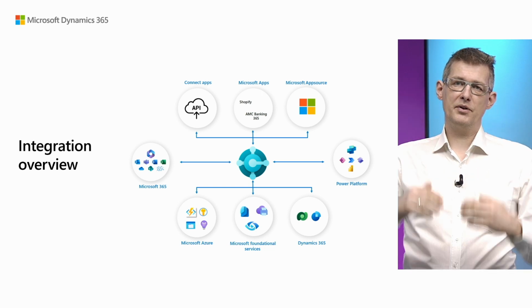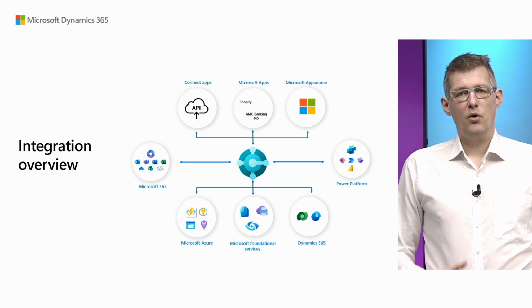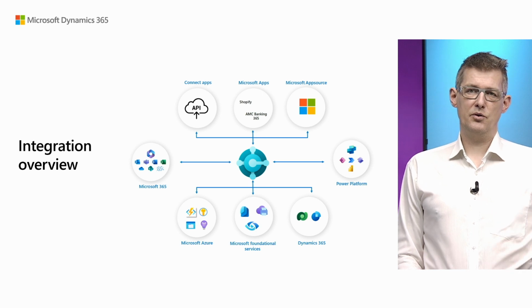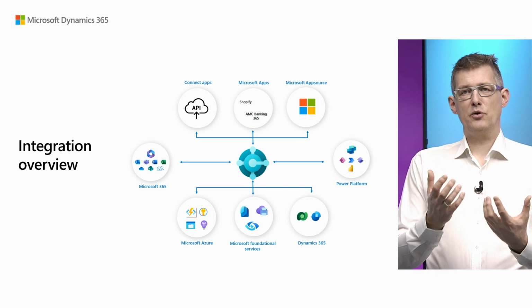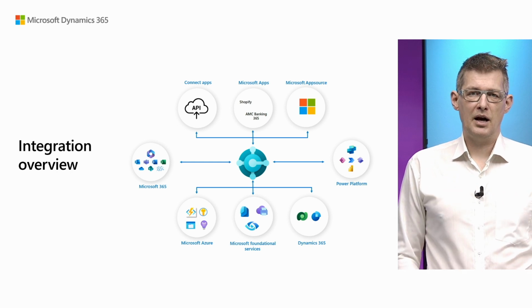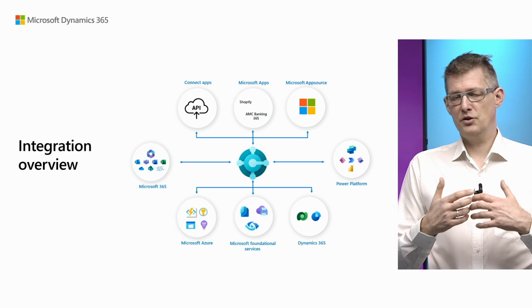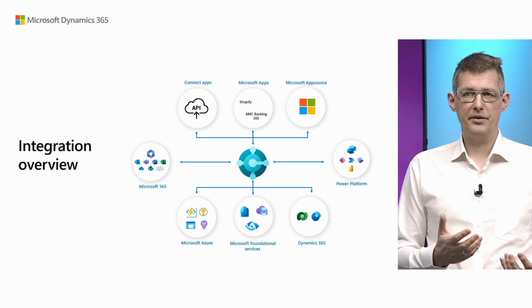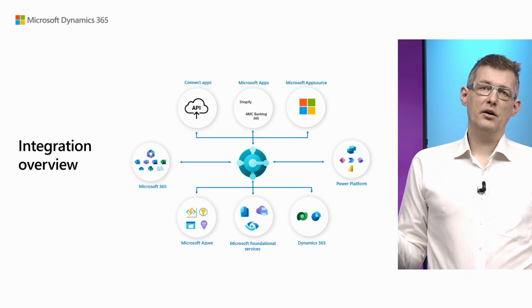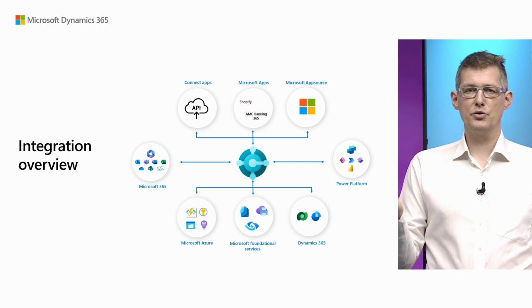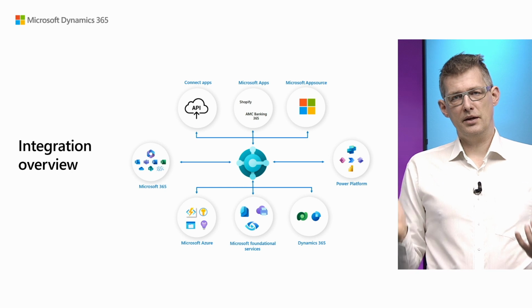And then on top of the diagram, you see things or apps that build on top of Business Central. Connect apps is where you integrate to APIs. Microsoft apps, think of this as out-of-the-box supplied apps to do integration to Shopify and banking and others. And then the full suite of Microsoft AppSource apps where you can install those and integrate to anything you like.